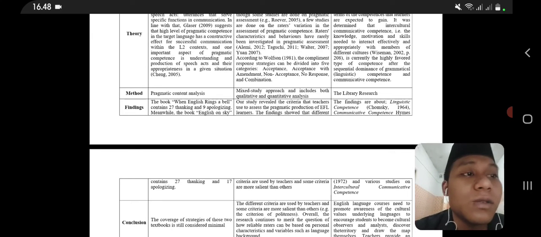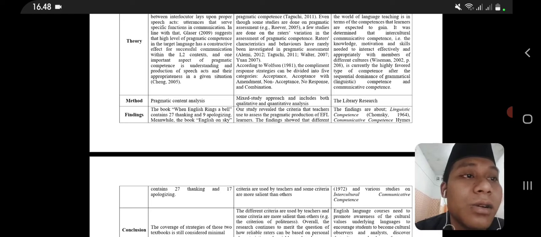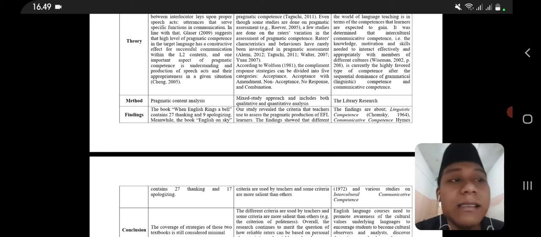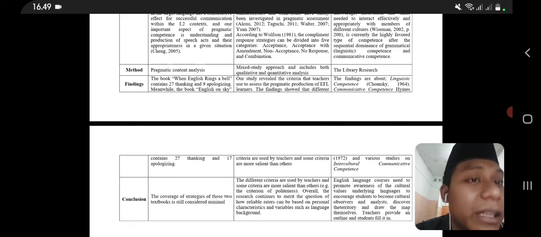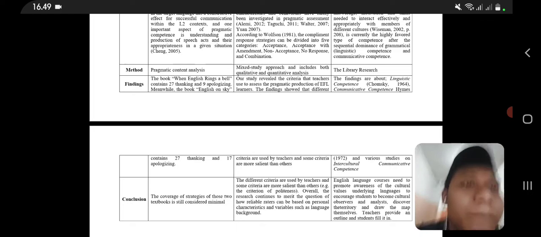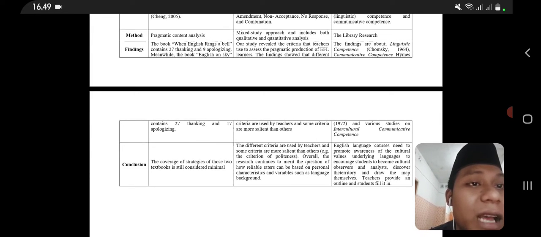Qualitative is to describe the whole thing in the assessment, and quantitative analysis is used to test, and also to get the data of the examiners. And the findings: our study revealed the criteria that teachers use to assess the pragmatic productions of EFL learners. The findings show that different criteria are used by teachers, and some criteria are more salient than others. And then the conclusion: different criteria are used by teachers, and some criteria are more salient than others.